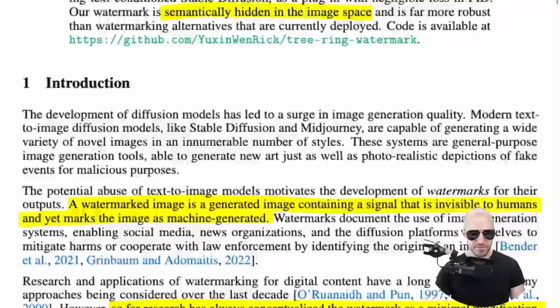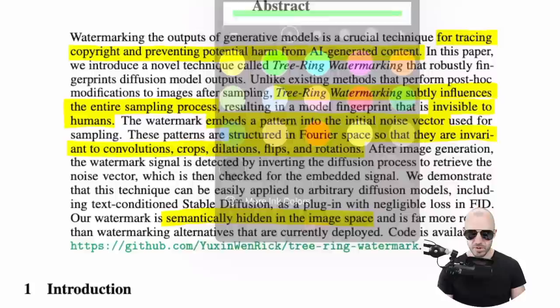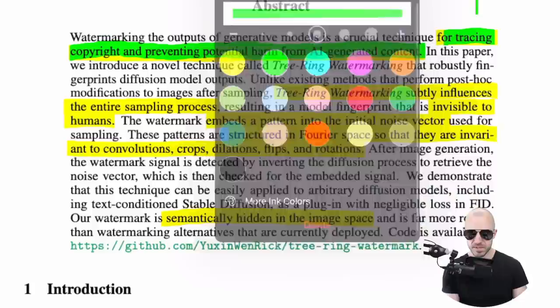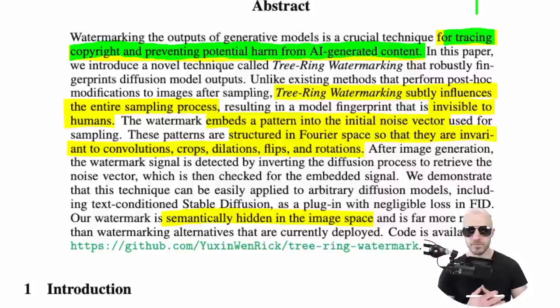The authors state these diffusion models obviously can generate images and they get very much better day by day. And there has arisen the need for tracing whether or not an image is generated by a given model. So there is tracing. In this case, they say there's copyright, preventing potential harm from AI-generated content. Or simply, you want to know whether or not a given image was produced by one of these models.